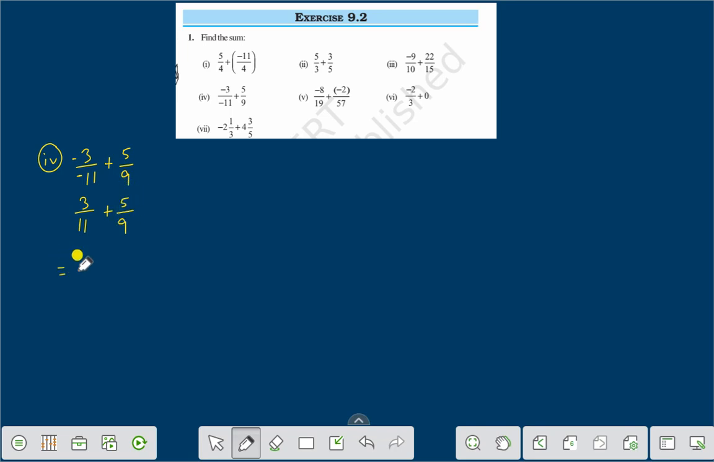Now if we take the LCM, that is 11 into 9, 9 11s are 99. And if we divide 99 by 11, you will get 9, that is 3 into 9. Plus if we divide 99 by 9, you will get 11, that is 5 into 11. That means you are getting 3 9s are 27. 27 plus 5 11s is 55.